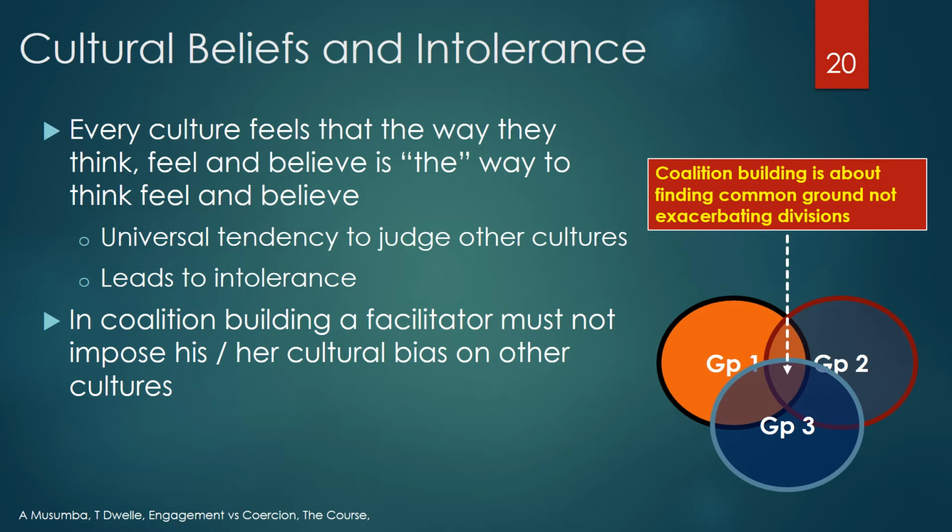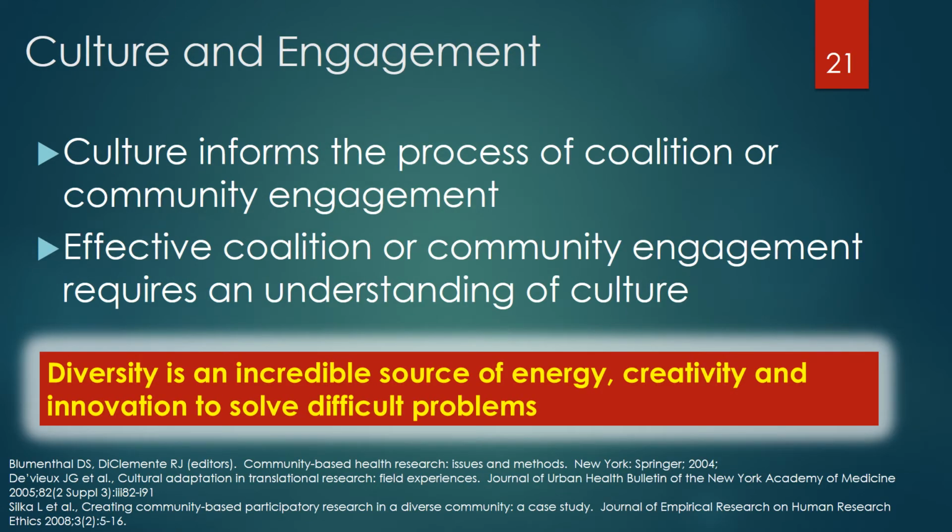In coalition building, as in general community engagement, a facilitator must encourage tolerance and also be careful not to impose his or her cultural bias on other cultures or subcultures represented in the group. Coalition building is about finding common ground around similarities, not exacerbating divisions based on different beliefs and values. It's not always easy to keep coalition members focused on similarities and common goals versus obvious differences. So a coalition facilitator must take care not to impose his or her cultural bias into the coalition building process.